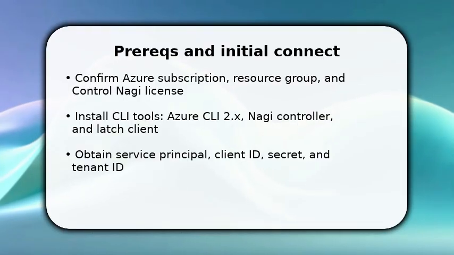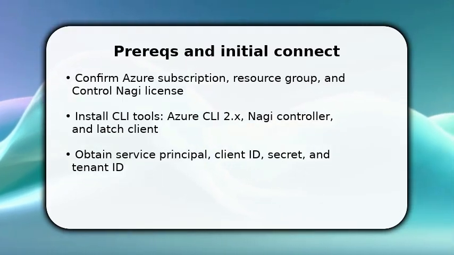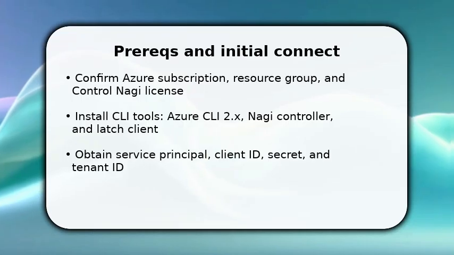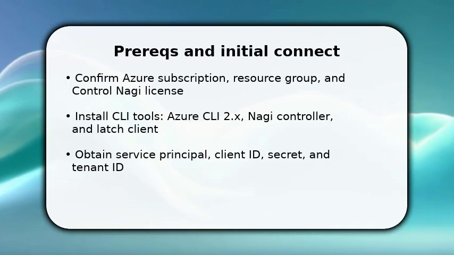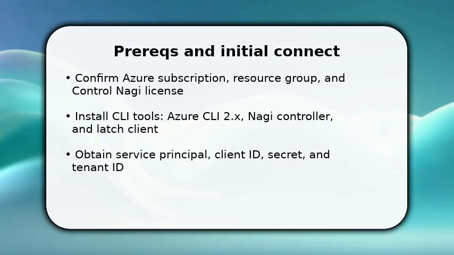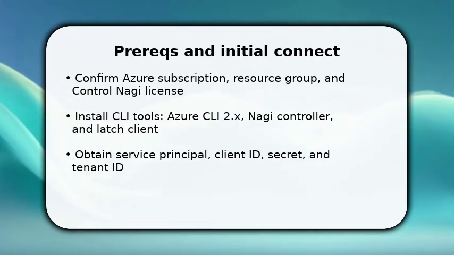You start by verifying prerequisites so you can act immediately. Confirm your Azure subscription, resource group, and an active Control Nagi license. Next, install the Azure CLI 2.x, the Nagi controller binary, and the Latch client on your workstation. Once installed, create or select a service principal and record the client ID, secret, and tenant ID for authentication.